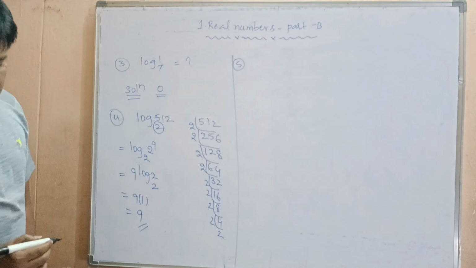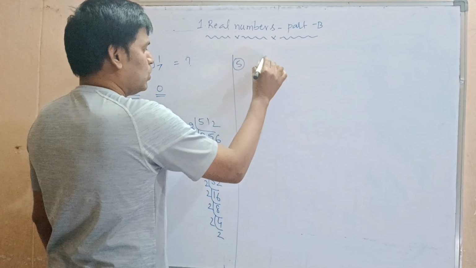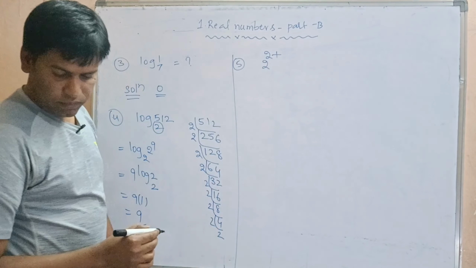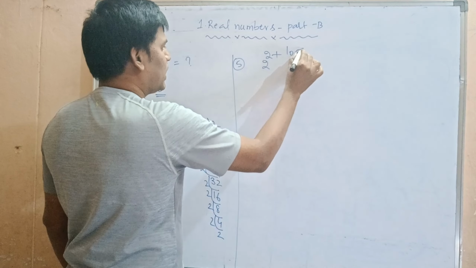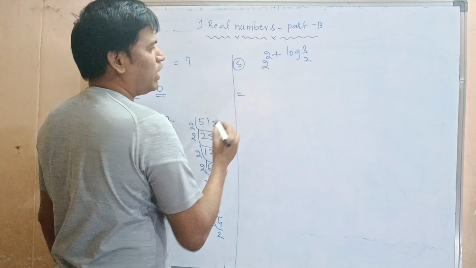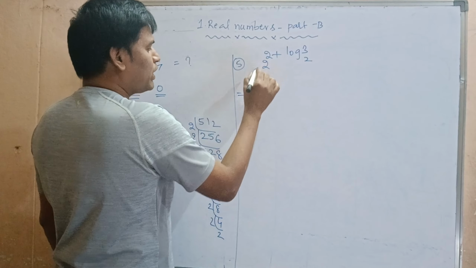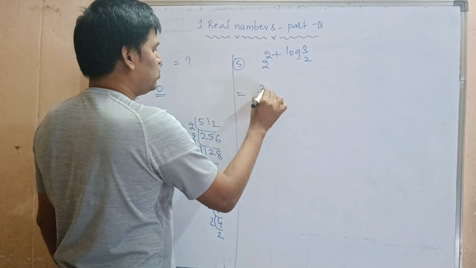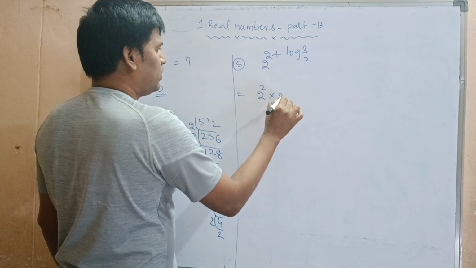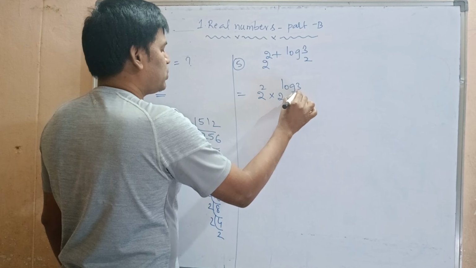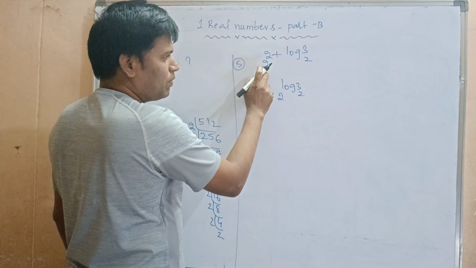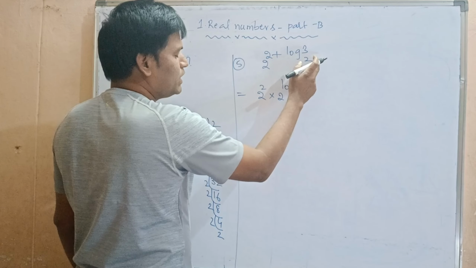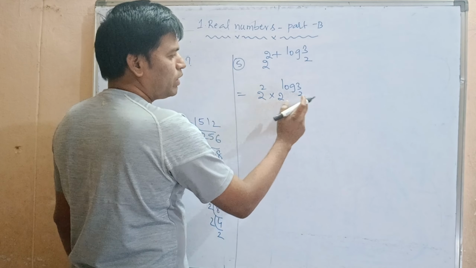What is that one? 2 square plus log 3 base 2. This value is equal to how much? Now you can observe here, this value I am writing as 2 square into 2 power of log 3 base 2. Here it is in the form of a power, m plus n: a power of m plus n is equal to a power of m into a power of n.